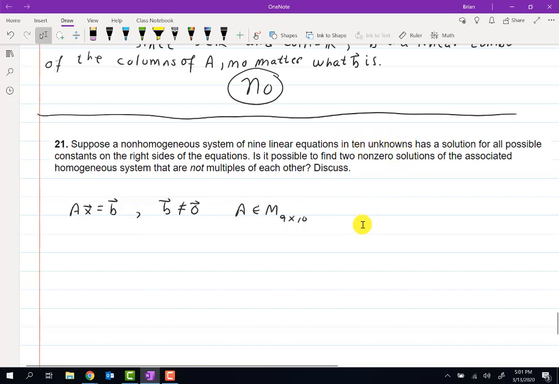So suppose it does have a solution for all possible constants on the right side of the equation. So this has a solution no matter what the vector B happens to be equal to. Is it possible to find 2 non-zero solutions of the associated homogeneous system that are not multiples of each other? Let's find out. So that's this.